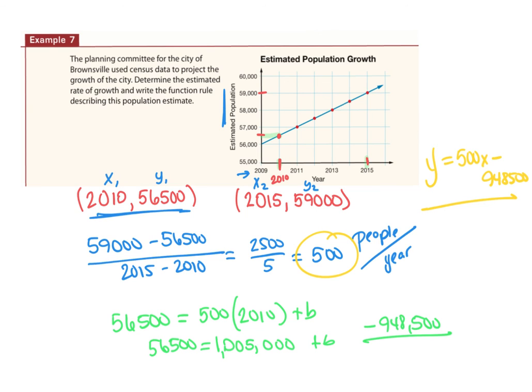So when they give you this random word problem in a chart, they've literally just given you a set of points. Find the slope, plug it into your y equals mx plus b to find your b. All right, question?